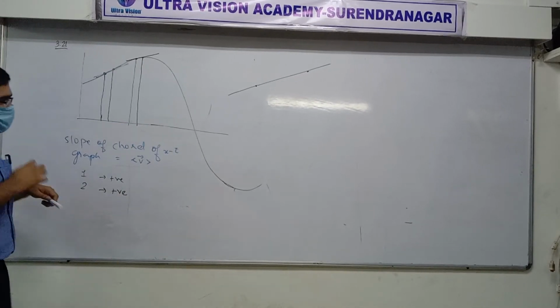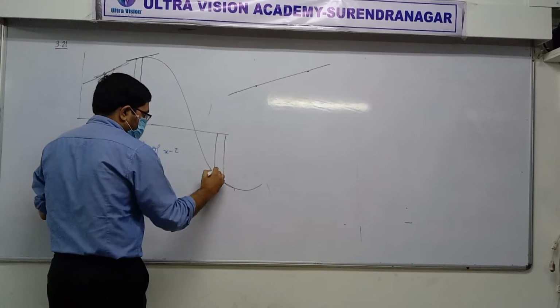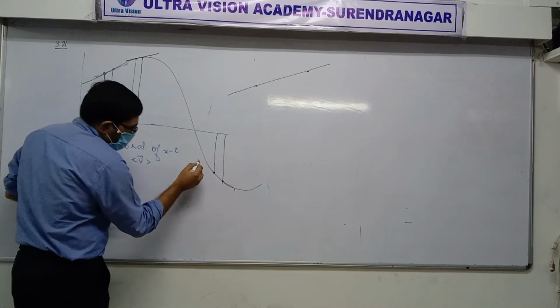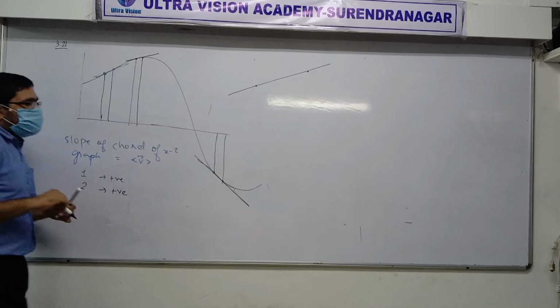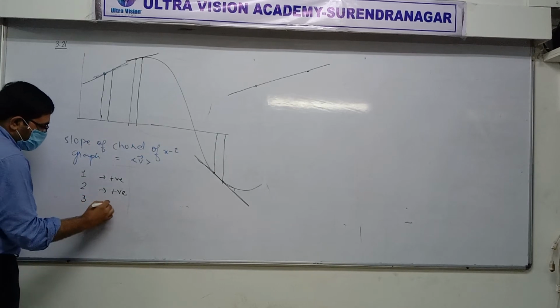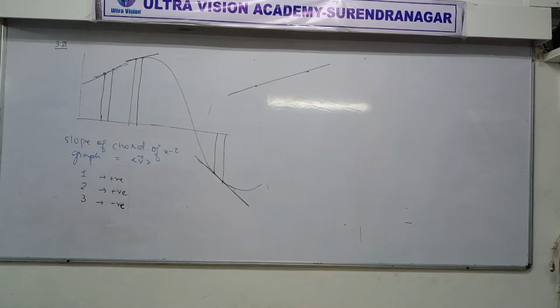Okay. Third one. This is the third one. So here if you draw a chord, okay, done. This is a chord. What do you think? Is the slope of the chord positive or negative? Negative. So is the average velocity positive? Yes or no? No. Negative. So in the third one, the average velocity has a negative sign. Understood?